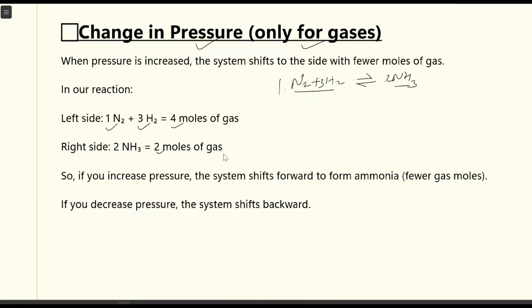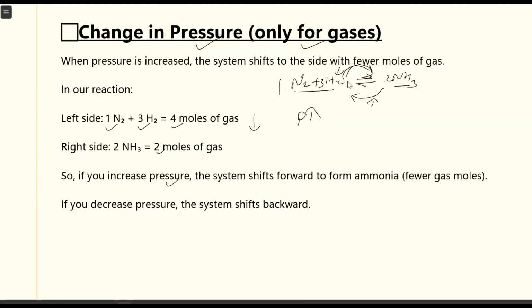That is 2 moles of gas present over there. So we can see the number of moles of the gas is decreasing going from left to right, right? The number of moles is decreasing going from left to right, and going from right to left, the number of moles is increasing, right? Okay, so if the pressure is increased, then what will happen? The system shifts forward.